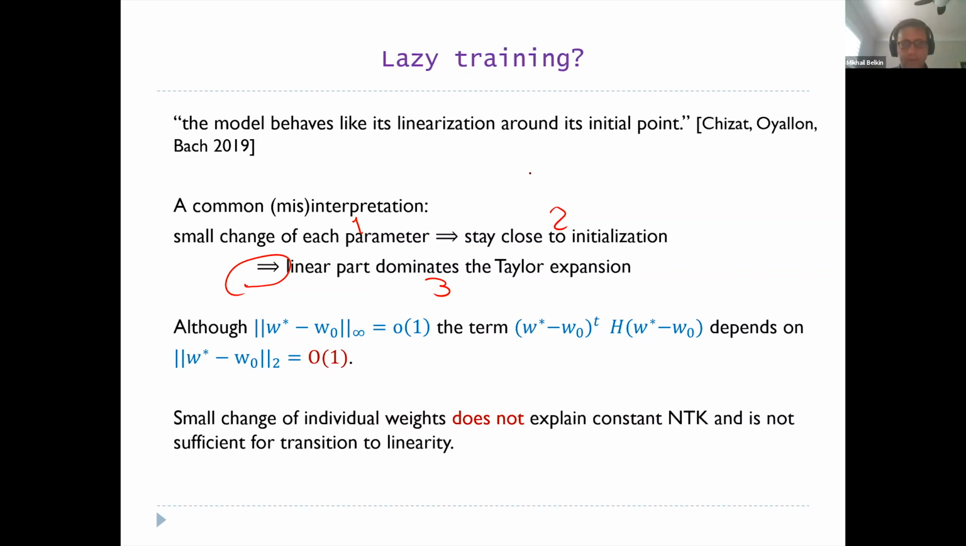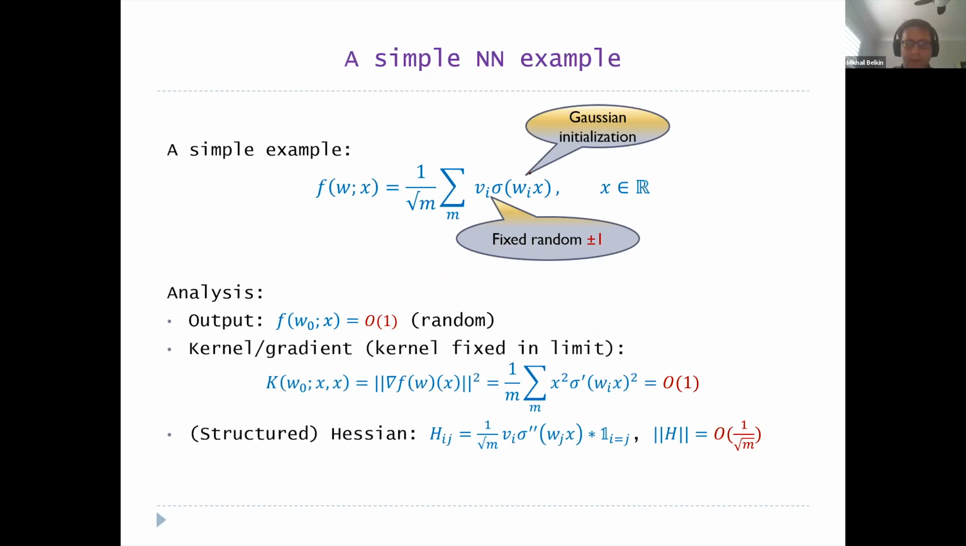In fact, not only does small change of individual weights not explain NTK, but it is actually not sufficient. And I'll give an example of this. You can prove that when the last layer is nonlinear, you still have small change of individual weights, but you don't have constant NTK. All right. Let me now give a specific example, which I hope will clarify this.